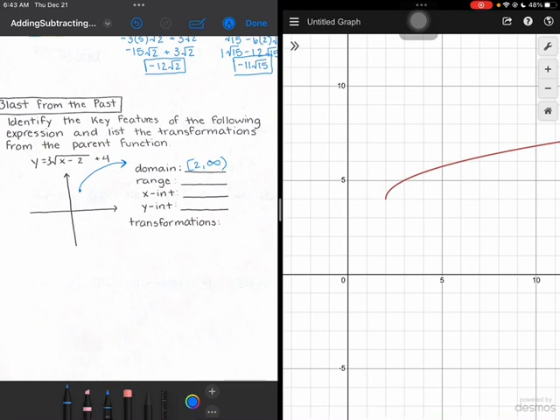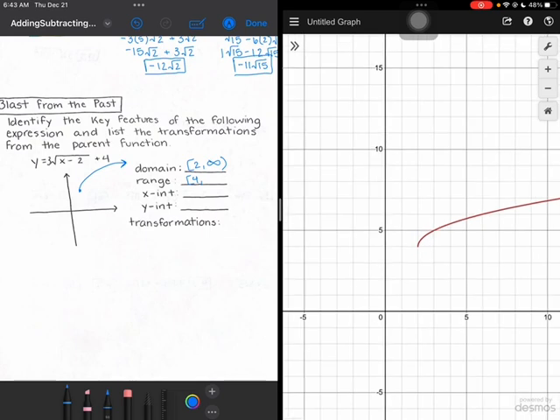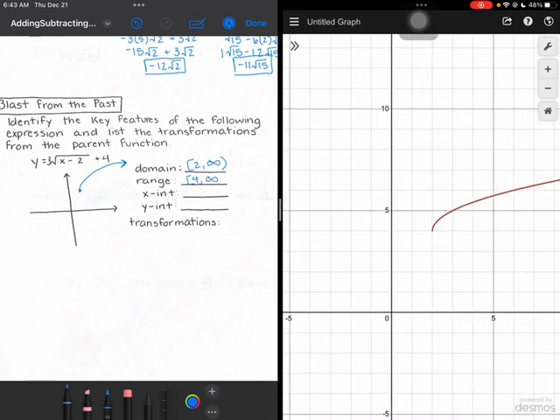And then range is looking at y values. So the smallest y value I see, or the lowest point, is 4. And from 4, it's all of the values that are above that. Because if I were to continue zooming out, I see that it's getting a little bit taller on that right end every time. So my range would be 4, infinity. And when I look for the x and y intercepts, I'm looking for where it crosses the x and y axis. So looking here, I have nowhere that it crosses the x-axis or the y-axis. So I would actually say none for the x-intercept and none for the y-intercept.